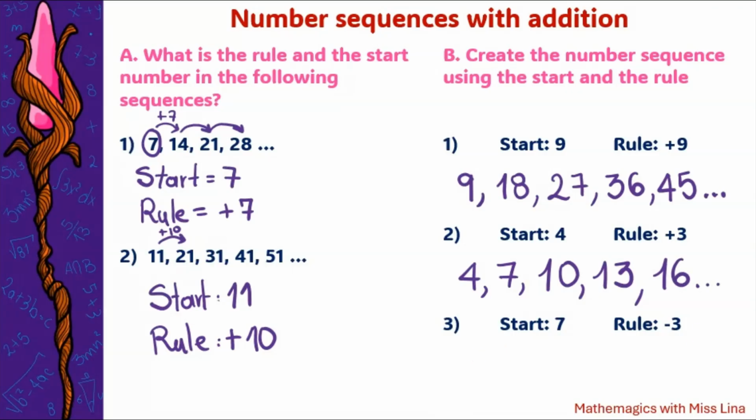And the final one, the start is 7, and the rule in this case is to subtract 3. So 7 minus 3 is 4. Minus 3 is 1. Minus 3 is 0, minus 1, minus 2. Minus 2, minus 3, we keep going to the left to minus 5.